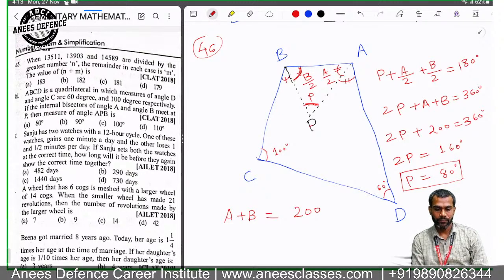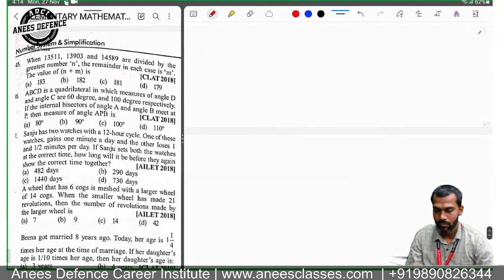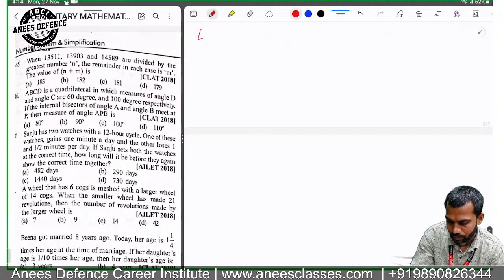Question number 45. Have you understood the question? There are three numbers: 13511, 13903, and 14589. So these are the numbers divided by the greatest number n, and the remainder in each case is m. We need to find out the value of n plus m. Please try.